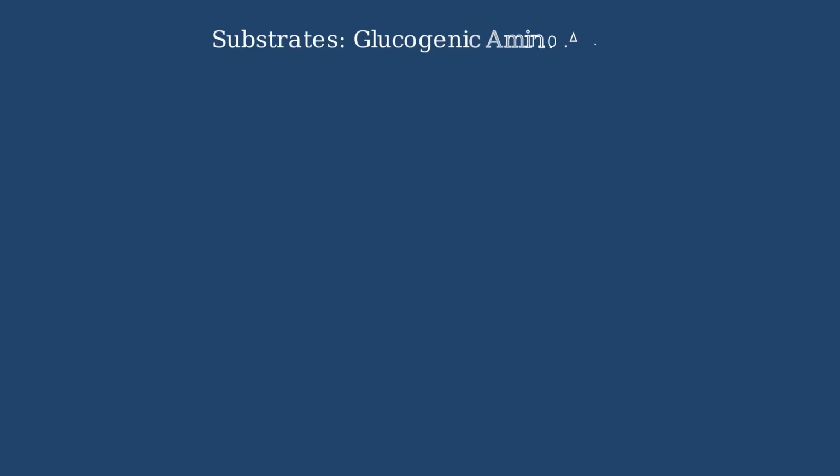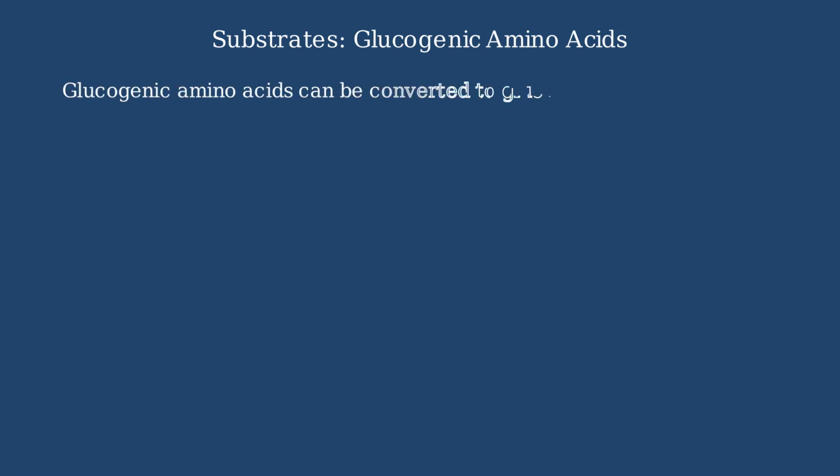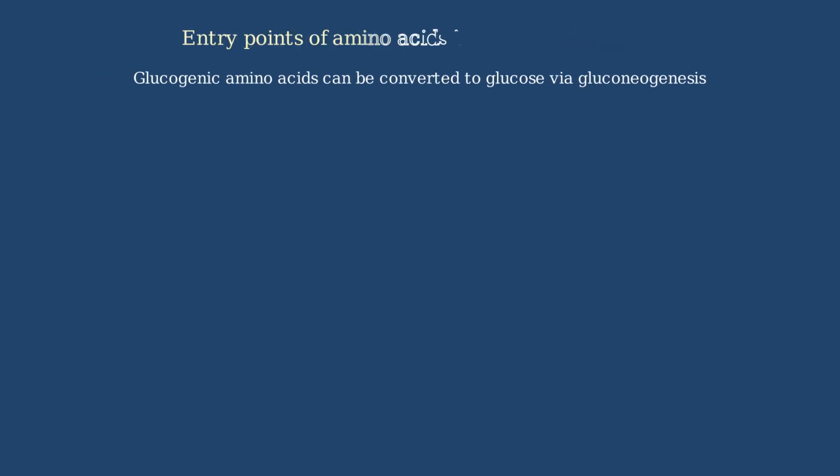Glucogenic amino acids are an important substrate for gluconeogenesis. Glucogenic amino acids can be metabolized to create glucose through the process of gluconeogenesis. These amino acids enter the gluconeogenic pathway at different points after undergoing deamination. Let's examine the key intermediates where amino acids can enter the gluconeogenic pathway.